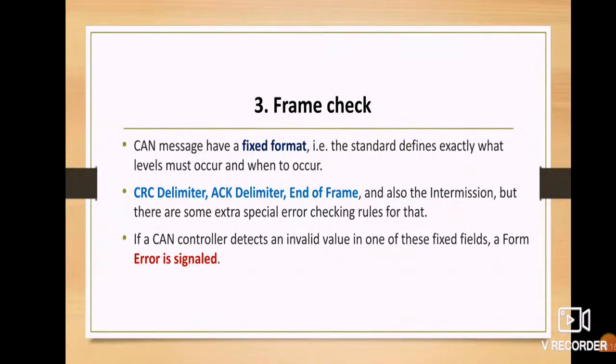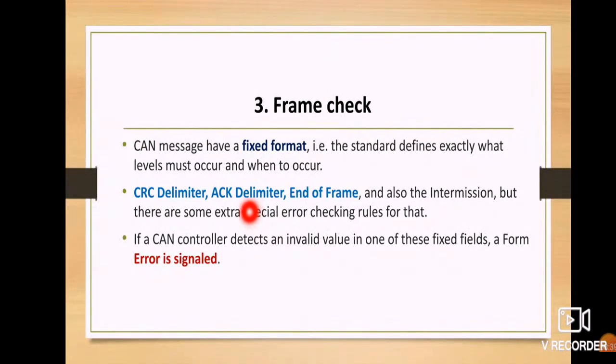Say for example, the CRC we'll see in the upcoming slides, and you'll understand how it works. The acknowledgement delimiter works like this: if I'm transmitting you something, say I am sending you a 1, once you receive the 1 successfully, you have to make it 0. So that is the acknowledgement.